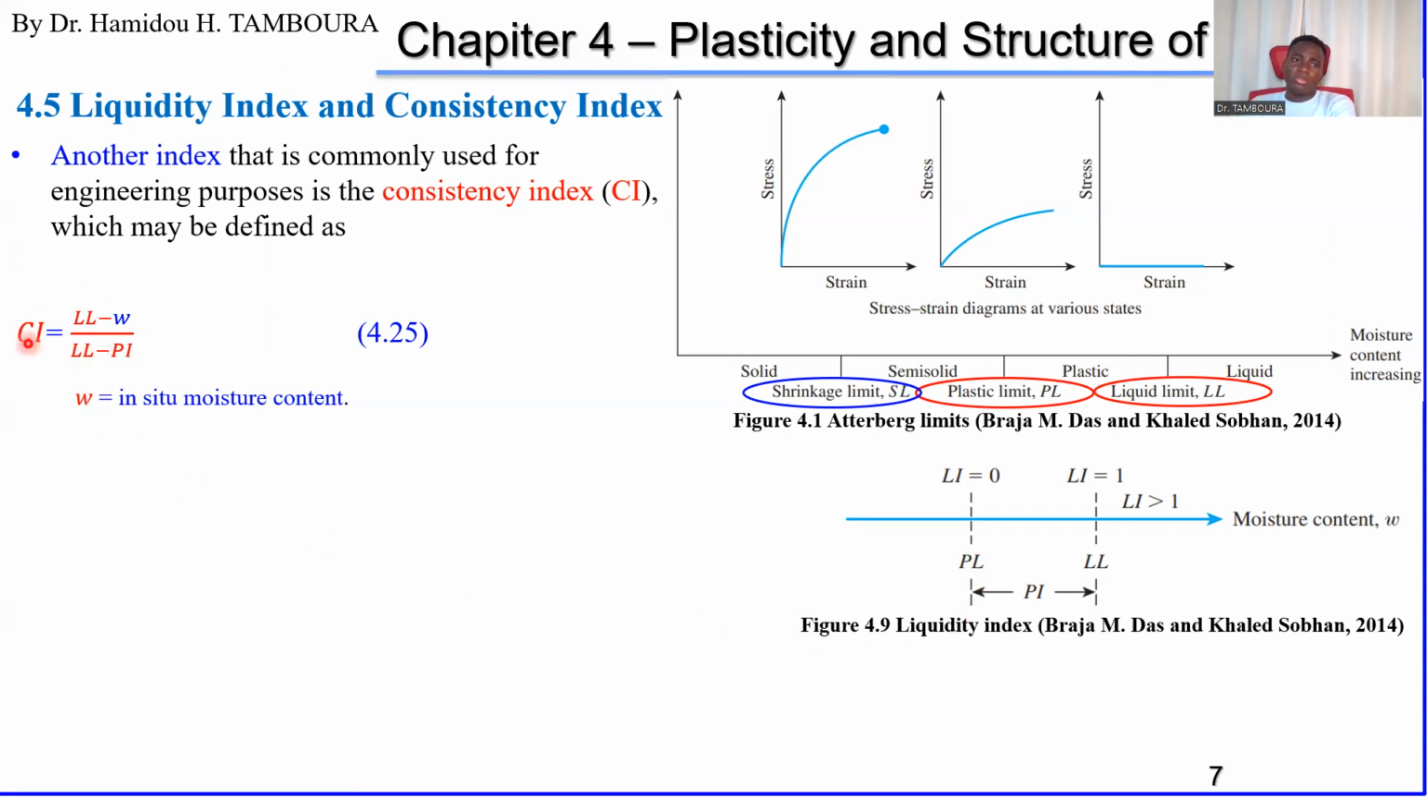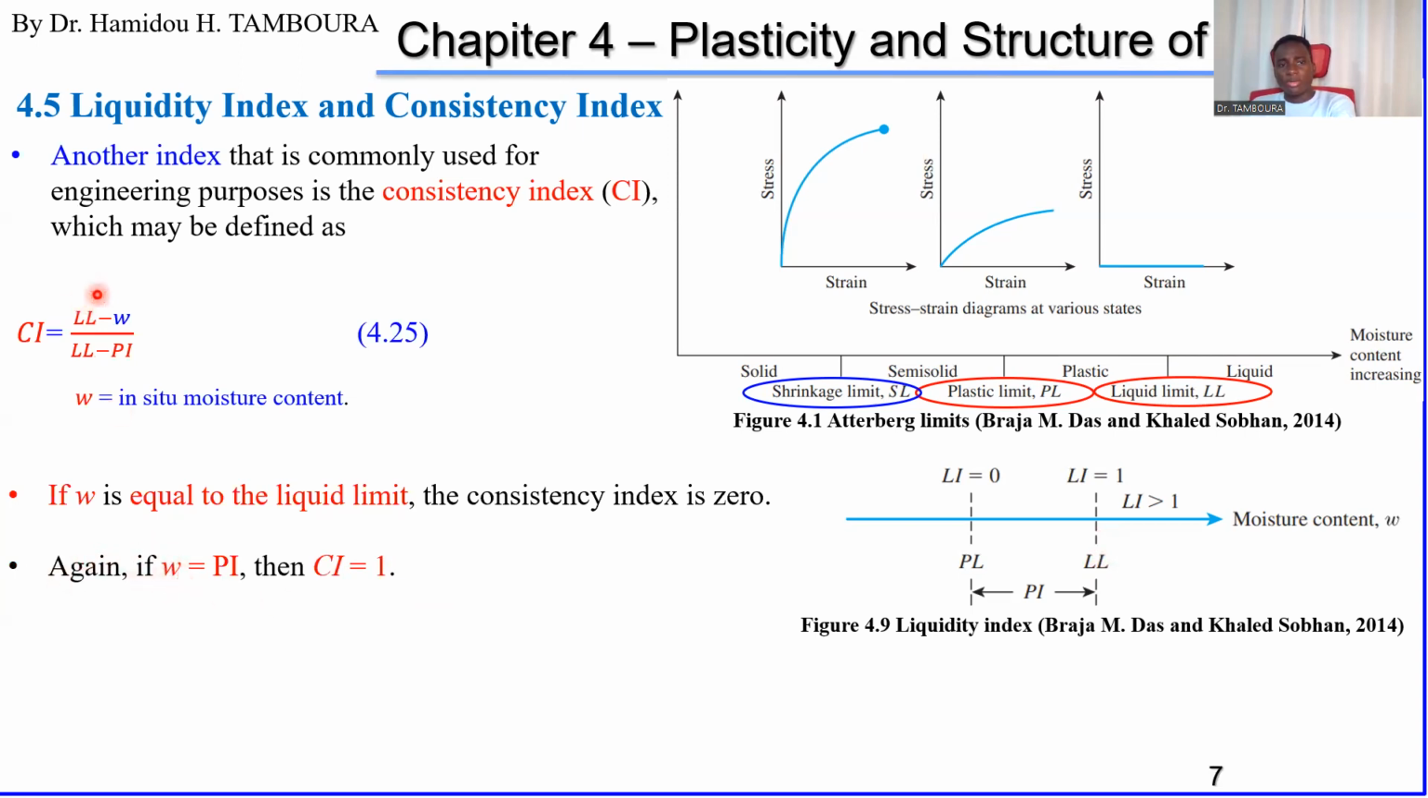So this parameter, if the water content is equal to the liquid limit, this consistency index will be 0, obviously, because if you have the water content equal to the liquid limit, it will be liquid limit minus liquid limit. Then we will have 0, the numerator of this fraction. Okay.